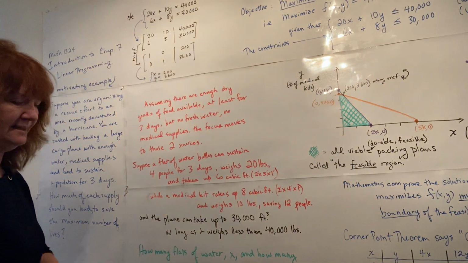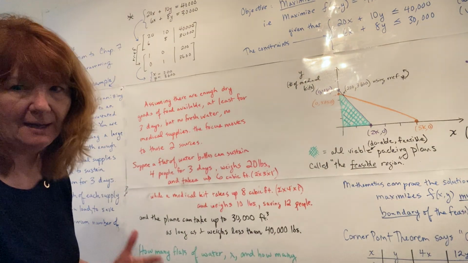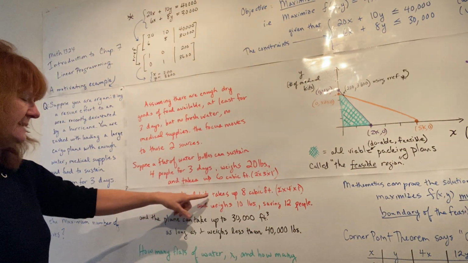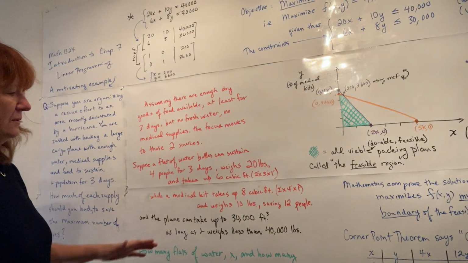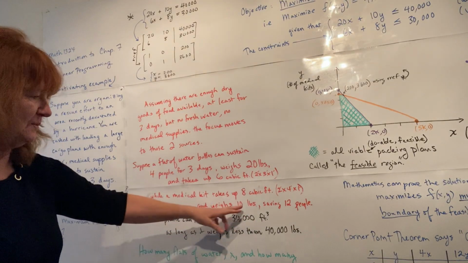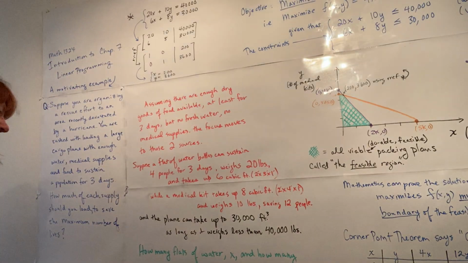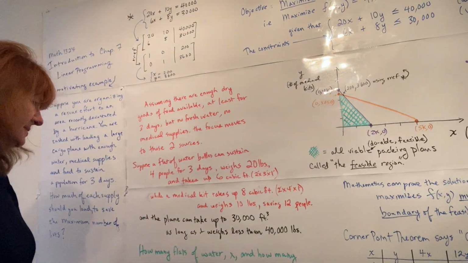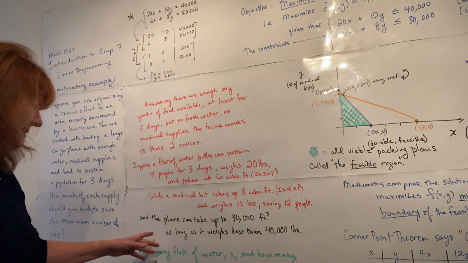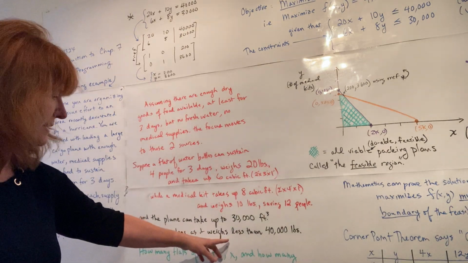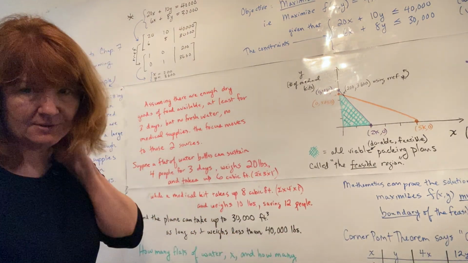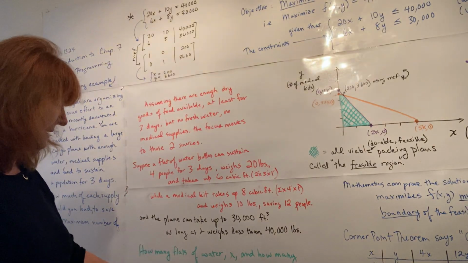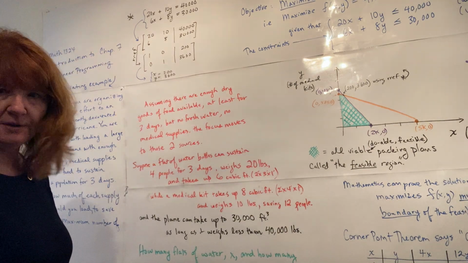While a medical kit, and by this I mean something with many supplies that can help at least a dozen people, takes up 8 cubic feet, and it's all boxed in a box that weighs 10 pounds. Supposing that, and that the plane can take up to 30,000 cubic feet, that's the volume of the interior, and it can get off the ground if there is less than 40,000 pounds loaded in there. How many flats of water and how many medical kits should be loaded on the plane?